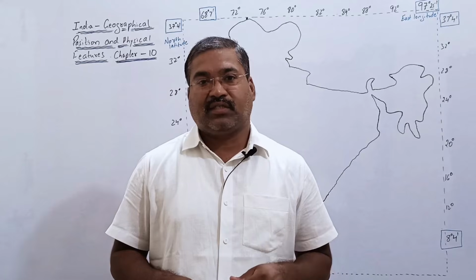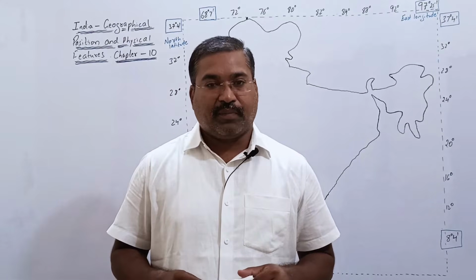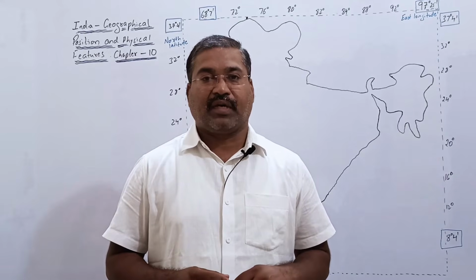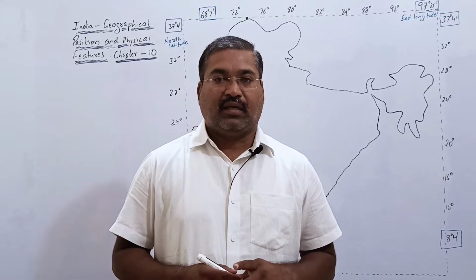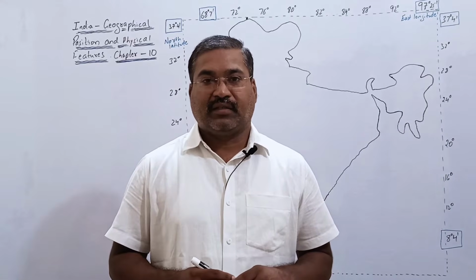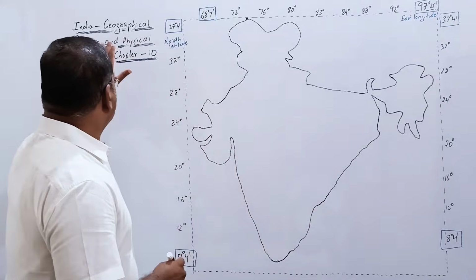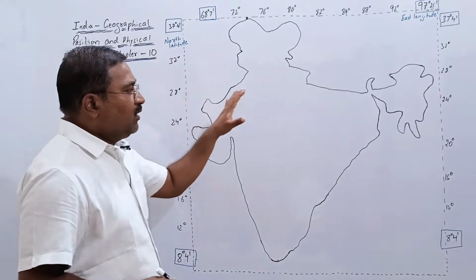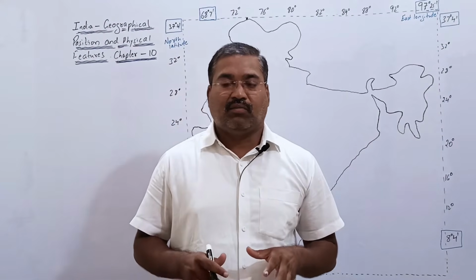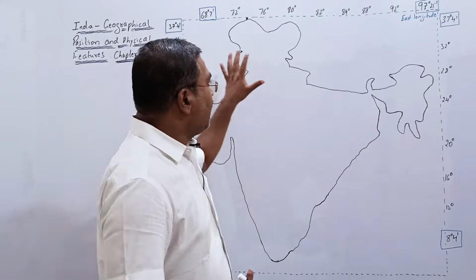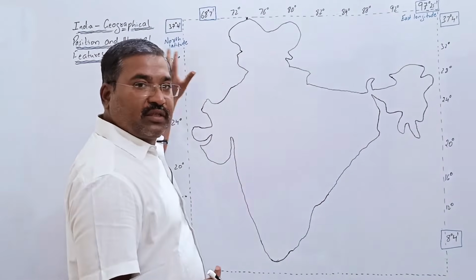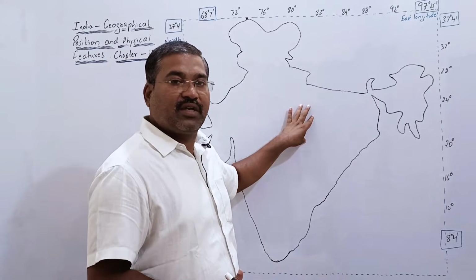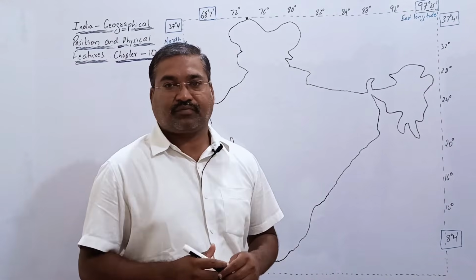Dear students, dear children, we are here once again on the topic from the social science geography topic of 10th standard class. Today in this topic, we are going to learn about geographical position and physical features. In the first part, we are going to learn about the geographical position, and then in the second part we are going to learn about the four physical divisions of the country called India.